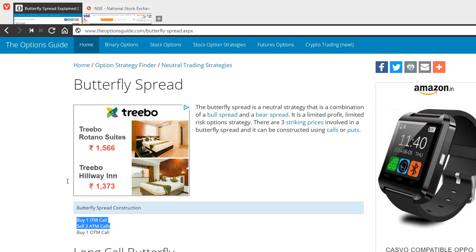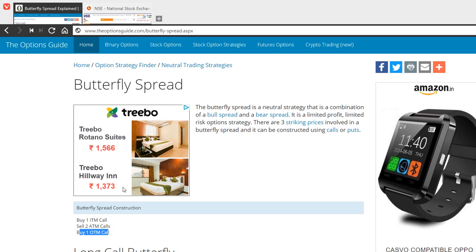So if you are buying one, it is not necessary that you have to sell two. You have to actually sell two or more. You can even sell six. All you have to do is balance the buy option. So if you are selling six here, then you have to buy five in the end for protection.